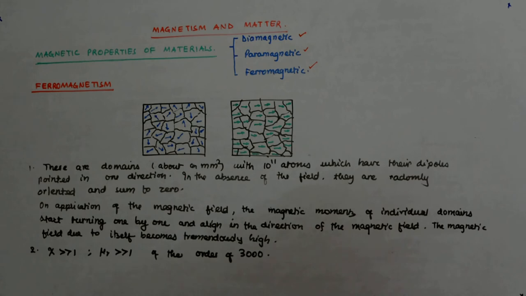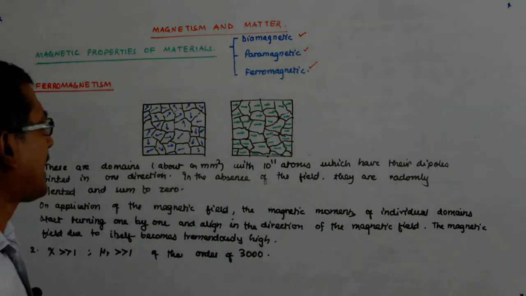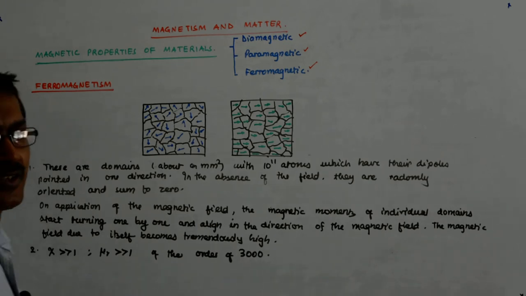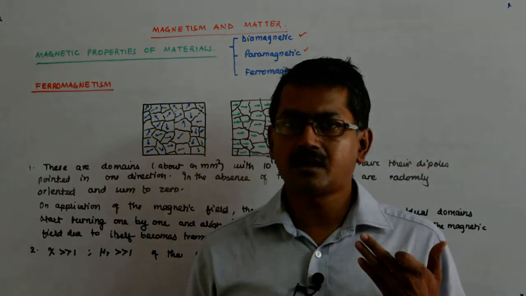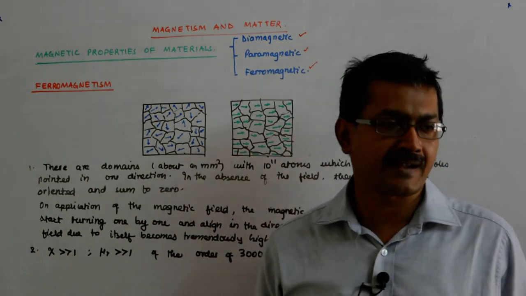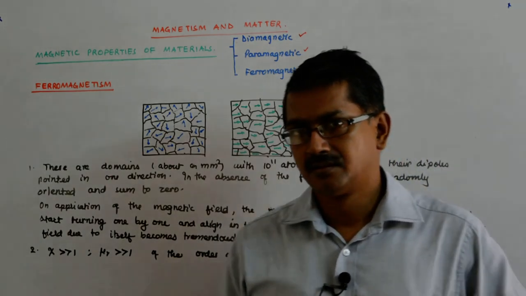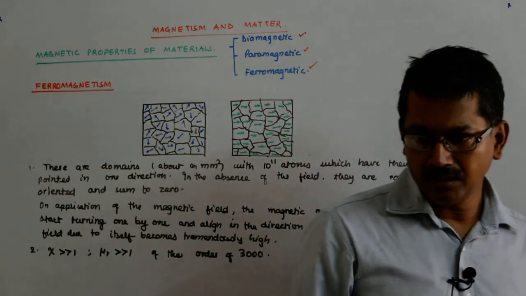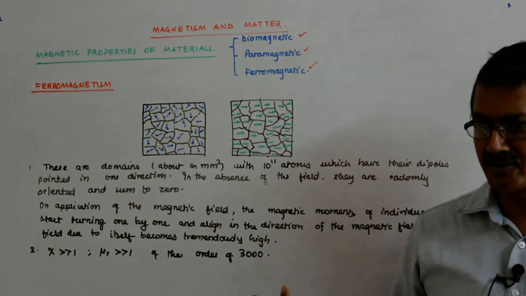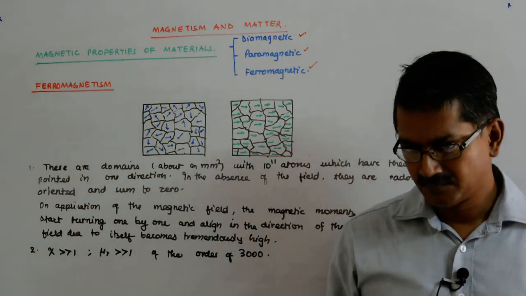Now, that will be clear when we do the BH curve also. What happens if we remove the external magnetic field? Does our alignment remain the same or does it spring back? That depends. There are hard ferromagnets where it remains the same or just misaligns a little, and there are soft ferromagnets where it springs back.